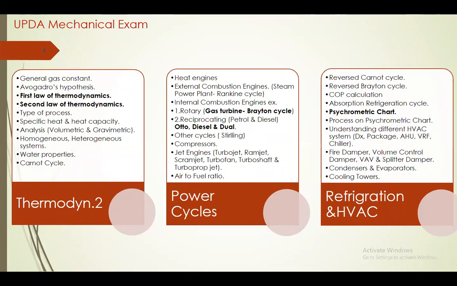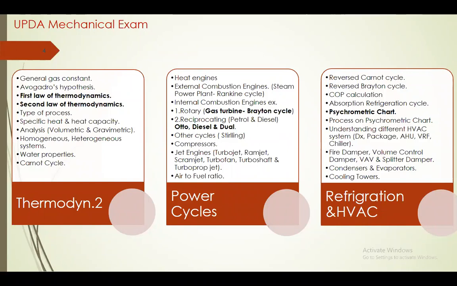Other topic, it is refrigeration and HVAC. Refrigeration and HVAC very important, as you know, in mechanical. We start by reversed Carnot cycle and then reversed Brayton cycle, absorption refrigeration cycle. All this cycle is important, especially for regular refrigeration cycle and reversed Brayton cycle, which is the air refrigeration cycle. This is very important. Psychrometric chart and the process for psychrometric chart, very important also.